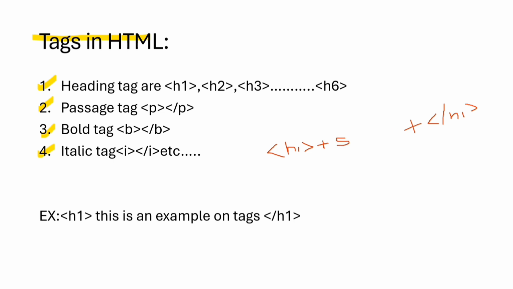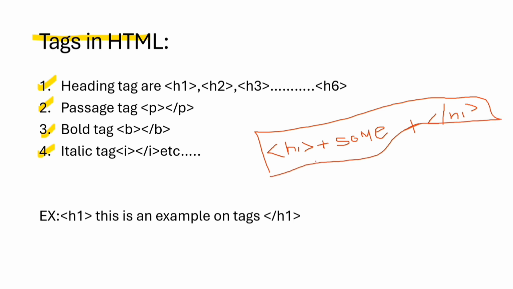let's have some content here. So some content in between the open and closing tag. The entire thing is called an HTML element. Simply, an opening tag plus some content plus a closing tag is known as an HTML element.